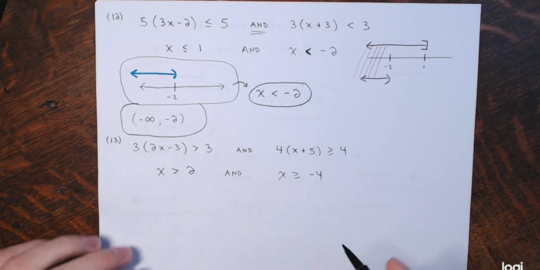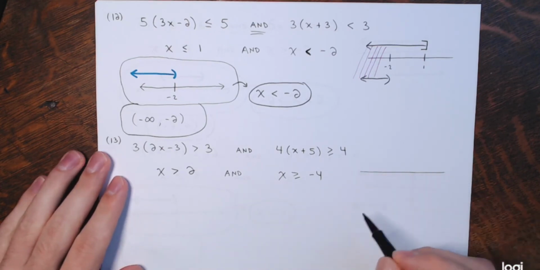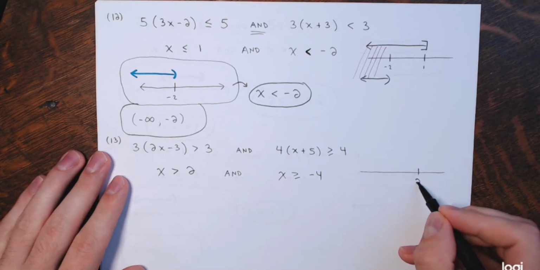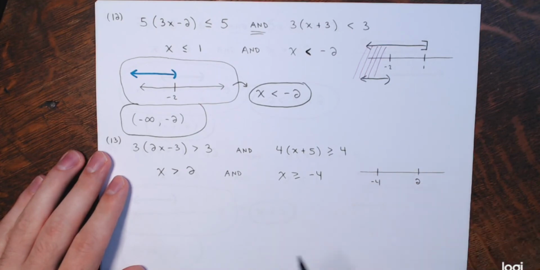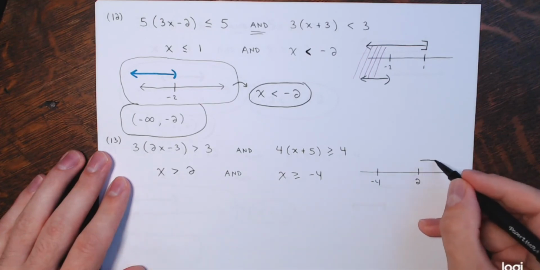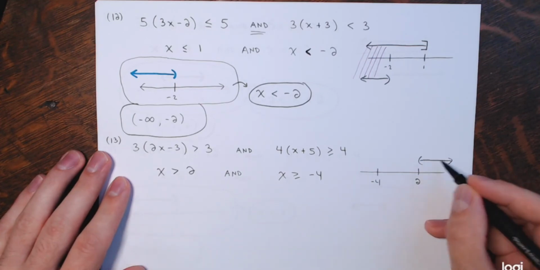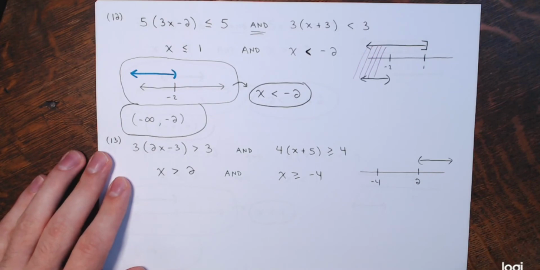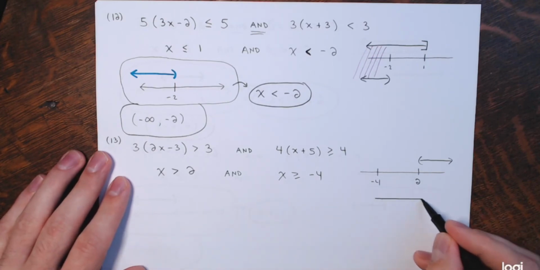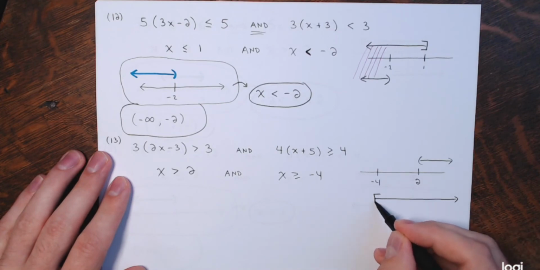All right. Okay, then a rough graph off to the side. Now the numbers mentioned here are positive 2 and negative 4. X is greater than 2 would look like this. I'll put that on top. X is greater than or equal to negative 4 would look like this. And I'll put this on the bottom.